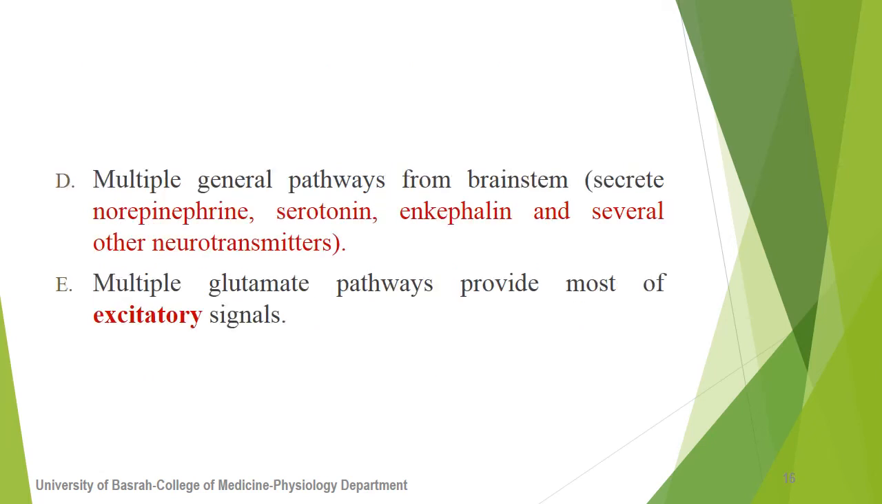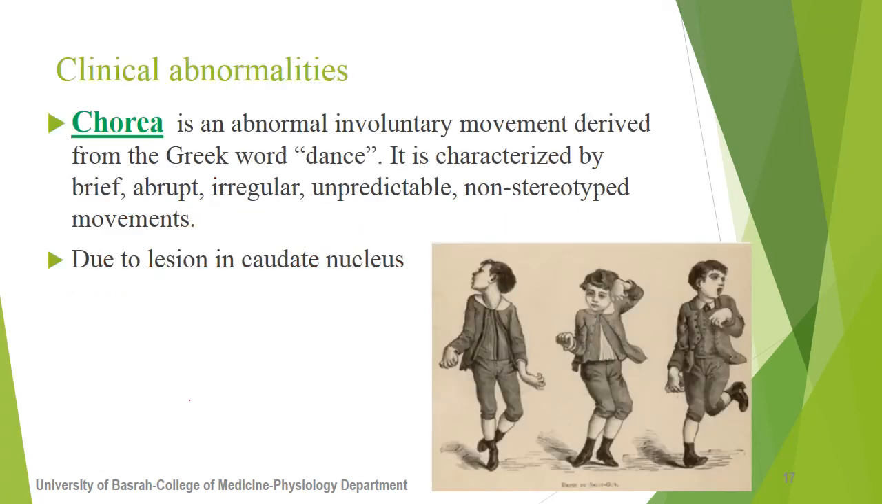And we have other general neurotransmitters secreted in the pathways with the brainstem, like norepinephrine, serotonin, enkephalin, and several others. And we have glutamate, which is a very important neurotransmitter secreted in different pathways, and this is again an excitatory one. Okay, these are the neurotransmitters.